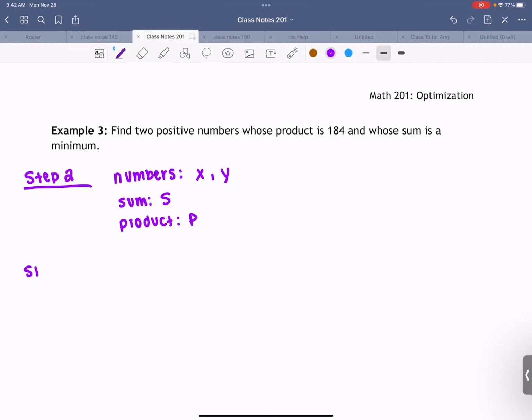Let's go to step 3 and come up with some equations, okay? So let's do equation 1. Looking at my question, what equation can I come up with from the information I'm given? 184 equals X times Y. Perfect. 184 is X times Y. That's the product of the two numbers. Good. And then what should equation 2 be?